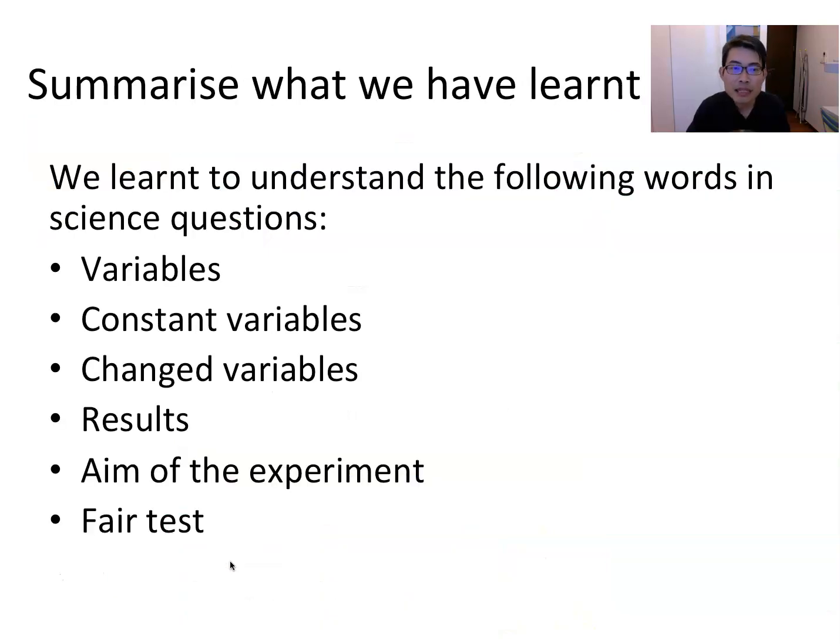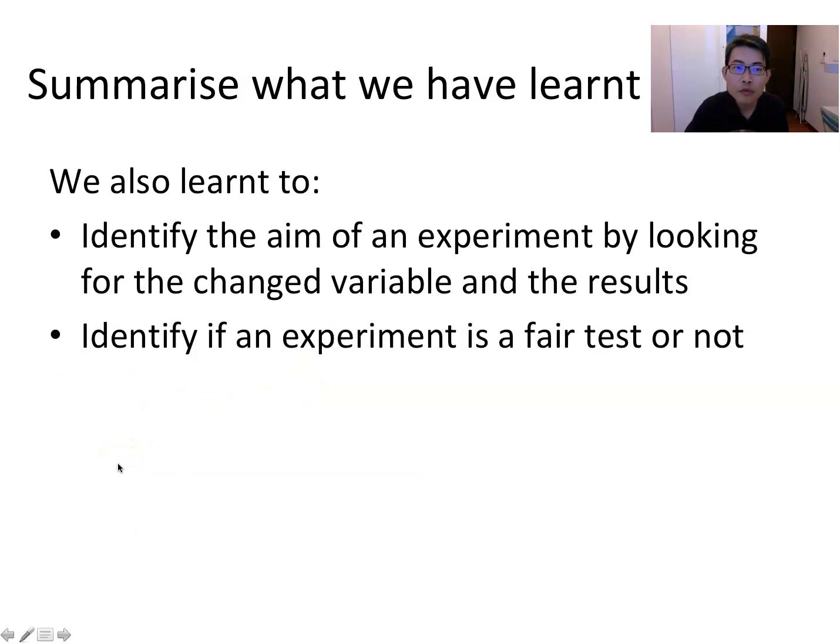So let's summarize this lesson. We have learned to understand the following words in science questions: variables, constant variables, changed variables, results, aim of the experiment, and fair test. We have also learned to identify the aim of the experiment by looking for the changed variable and the results. And we have learned to identify if an experiment is a fair test or not. In the following lessons, we will learn more about other words. Remember, words have meaning, and if you know the meaning of the words, you can piece them together, you'll get the clues that your teachers have placed kindly in all your science questions.